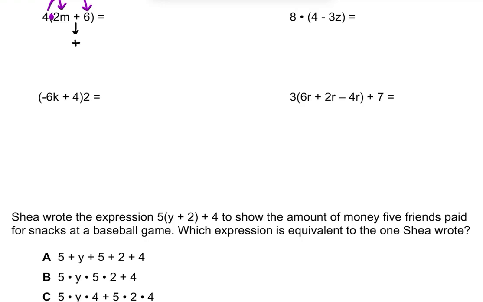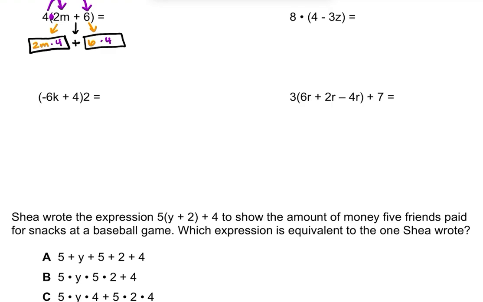Now, I'm going to take this 2m and I'm going to give it a box. And I'm going to give this 6 its own box as well. Okay? So now I'm going to take that 2m and it goes here. And my 6 goes here. Now I am going to distribute. I'm going to give both of these a times 4. So times 4, times 4, because that 4 was on the outside and it was multiplying. So I give each one of them a times 4.